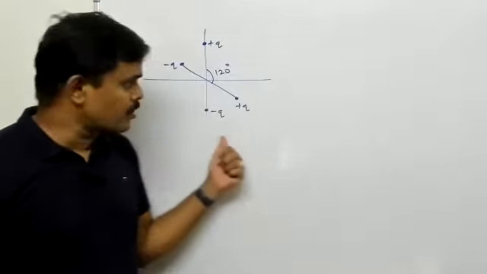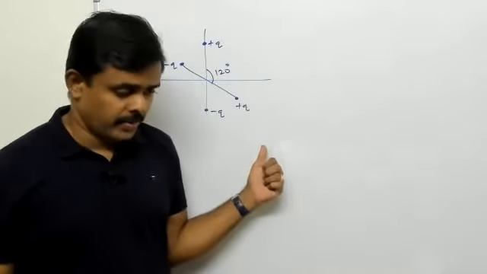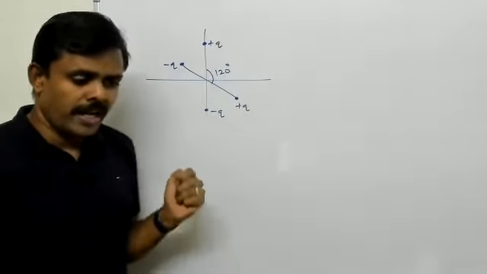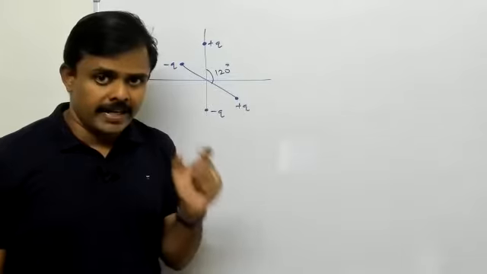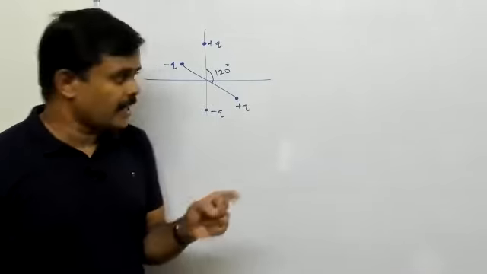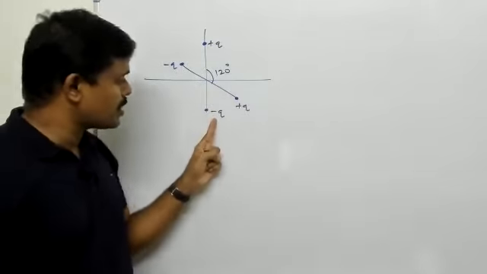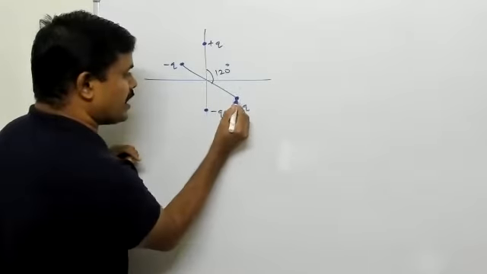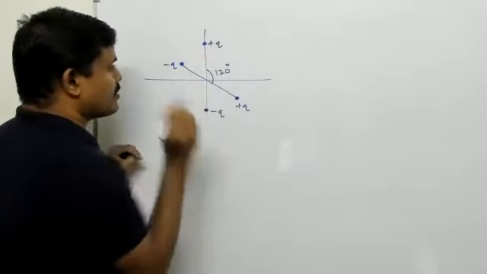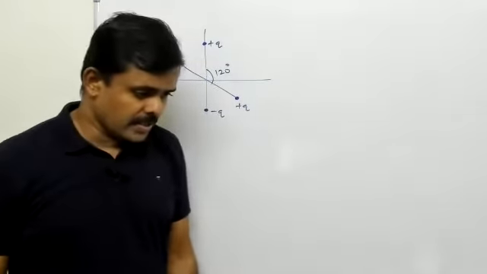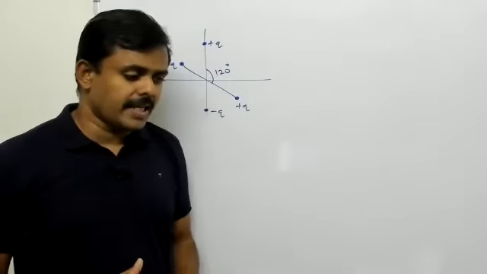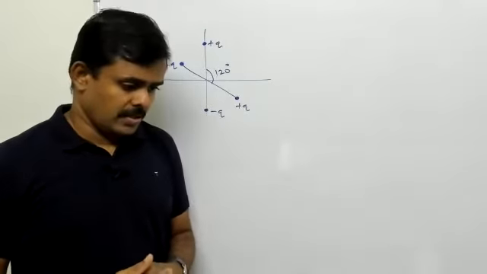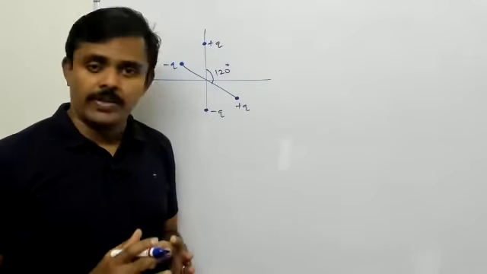I've just redrawn the figure given in the question. Two small identical electrical dipoles. Remember, they are identical. Minus Q plus Q, minus Q plus Q. Same length as well. Kept at what angle? Kept at 120. And then what is the question? What is the resultant dipole moment of the combination?